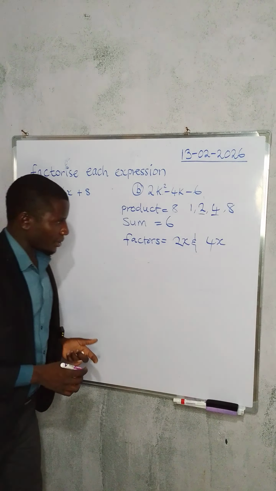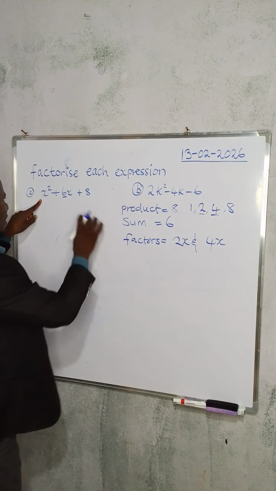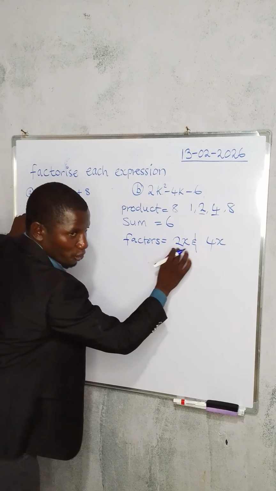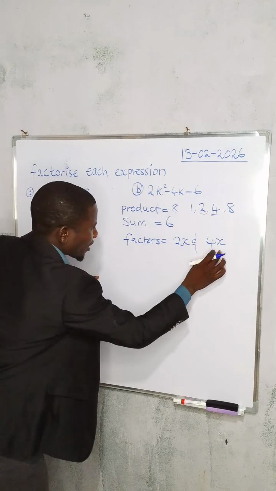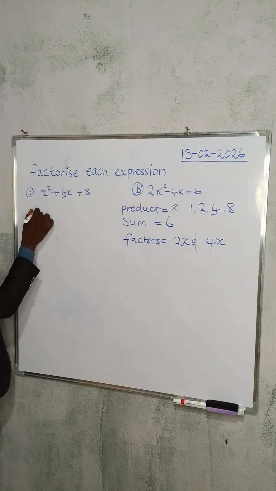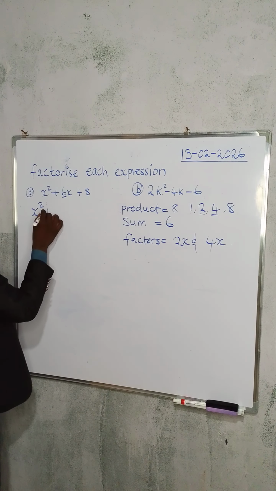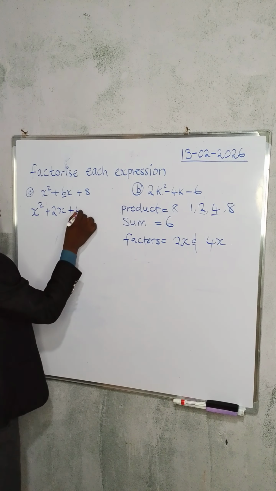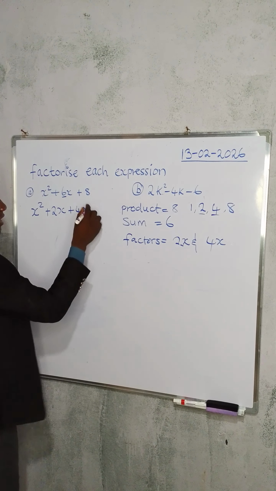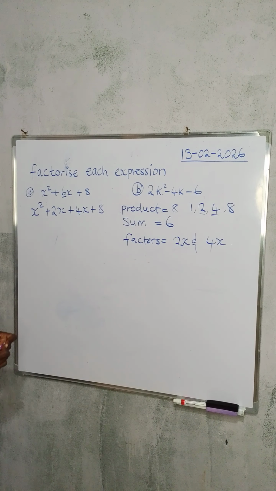And now, once we do that, we are going to replace from this expression our sum with these two factors. So this is going to be x power 2. This is a positive 2x, so we are going to say plus 2x. This is a positive 4, so we're going to say plus 4x, plus the last number there in our expression, which is plus 8.